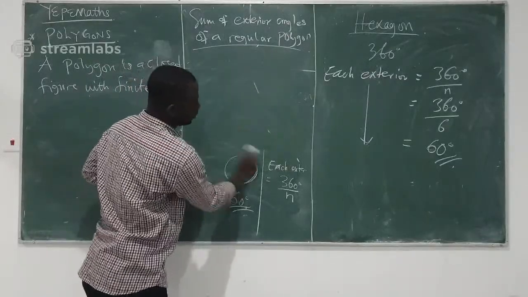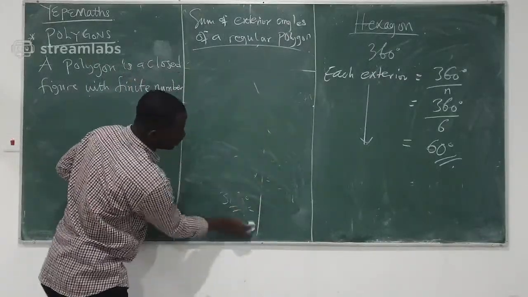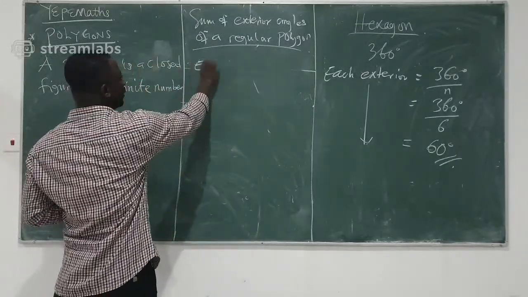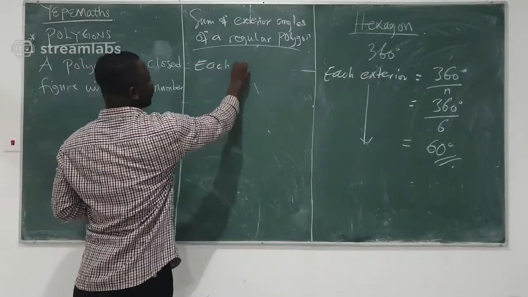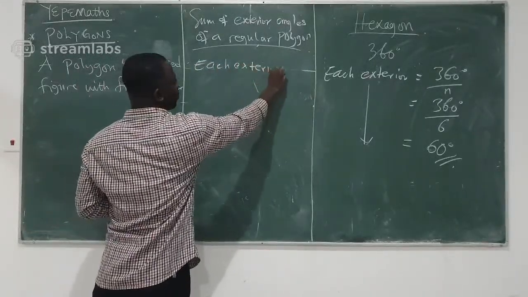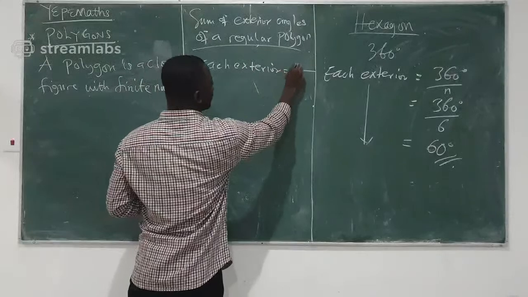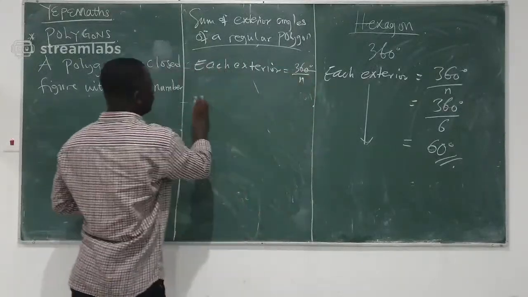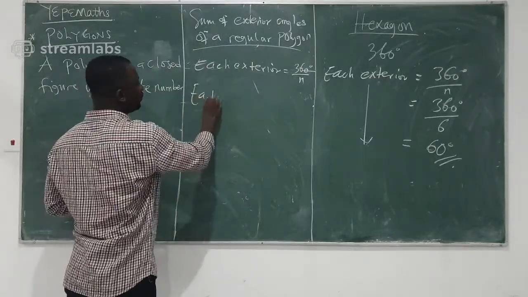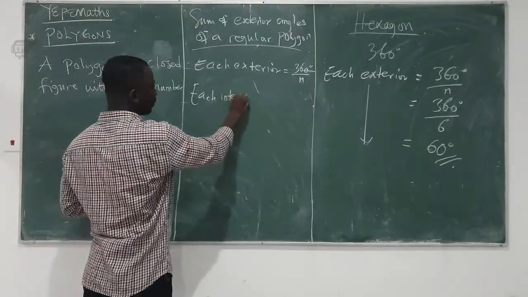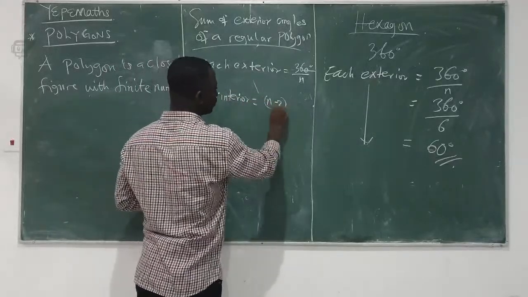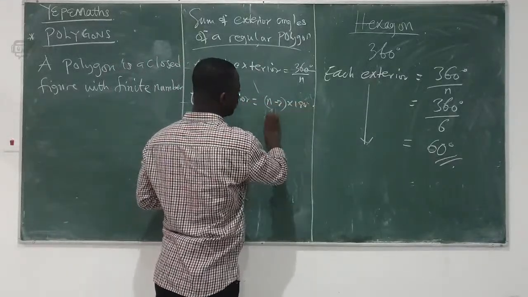So let's come up with something. Now we know that each exterior angle is giving us 360 degrees divided by n. Then we said that each interior angle is also giving us (n minus 2) times 180 degrees divided by n.